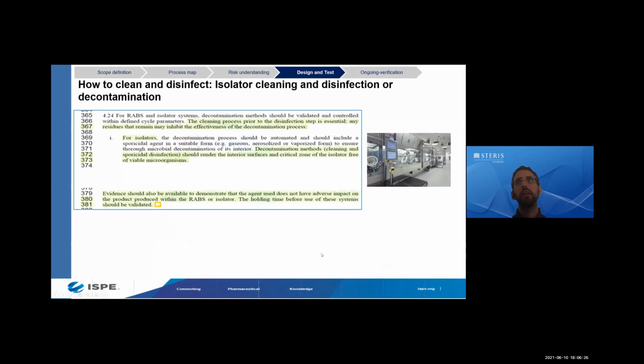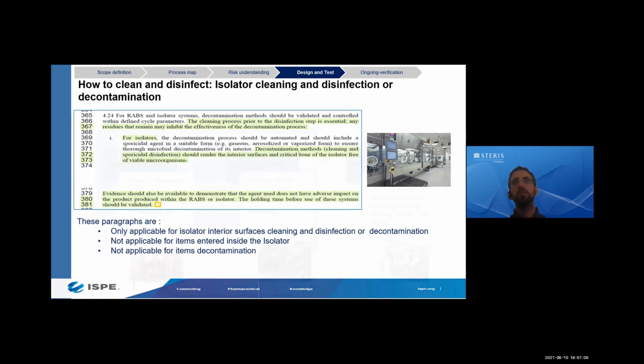So now let's look at how we can clean and disinfect or decontaminate an isolator. In the majority of cases, this is interesting, the draft Annex 1 puts this as cleaning prior to the disinfection step being essential, especially if you are using a VHP system where there is no cleaning process in place. It's more about the disinfection. So you want to make sure that there is no gross contamination or residue that may alter the decontamination process using, for example, vaporized hydrogen peroxide.